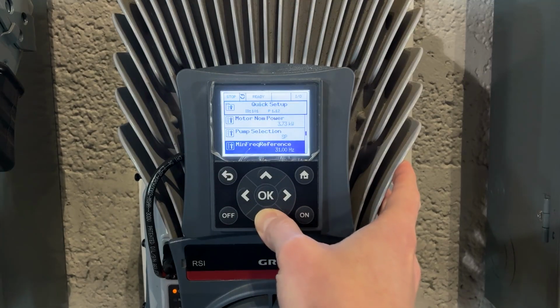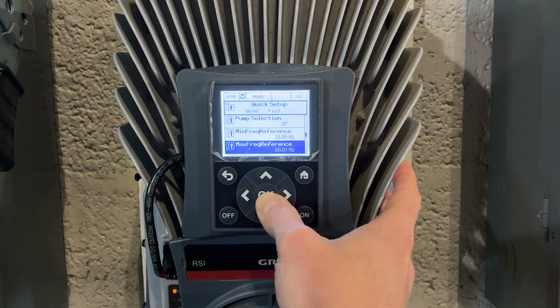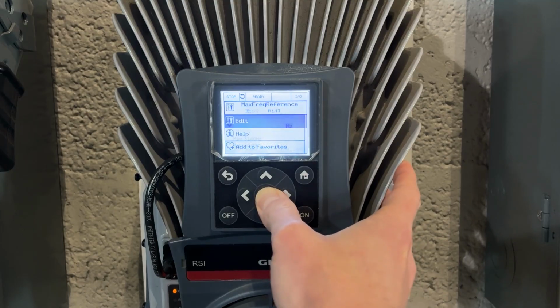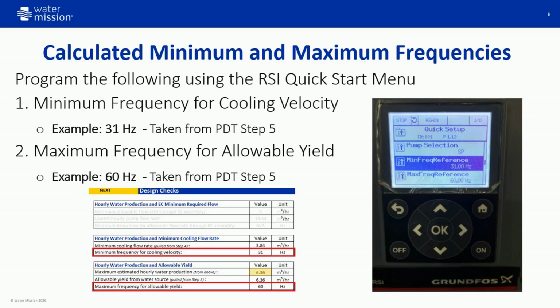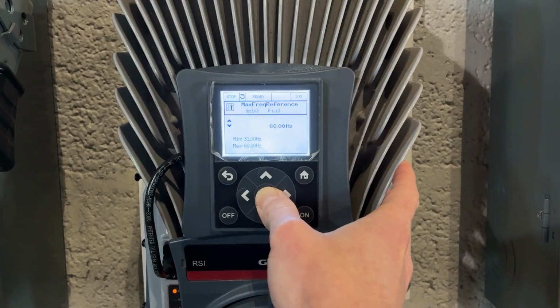scroll down and select Max Freq Reference, select Edit, use the arrow keys to adjust the frequency to the calculated maximum frequency from the Water Mission Pump Design Tool if needed. In this case, we will leave it at 60 Hz. Make sure to press OK to save if you change the value.